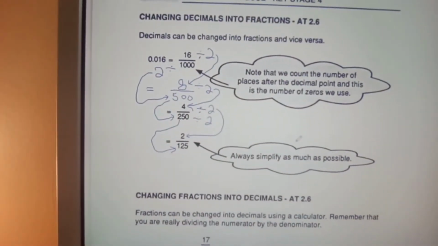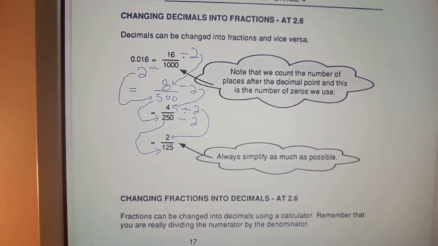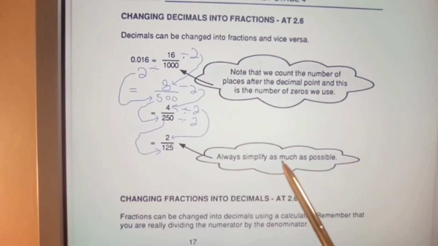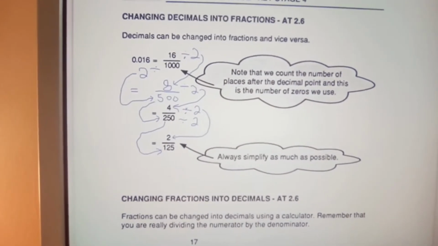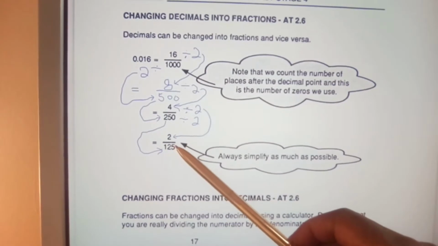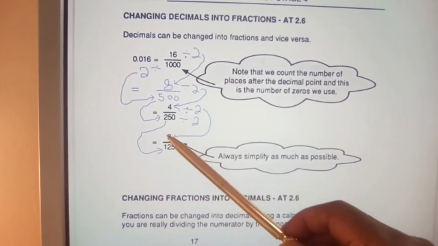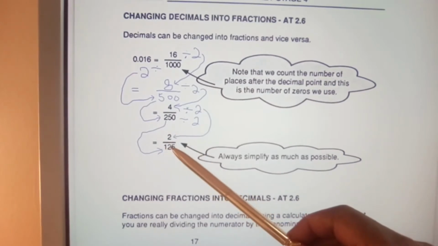Now, I'm not going to remove this in any shape or form at the moment, so you understand it. You need to practice this for yourselves. Always simplify as much as possible, so you bring it down to its lowest numerator and its lowest denominator. Numerator, denominator.